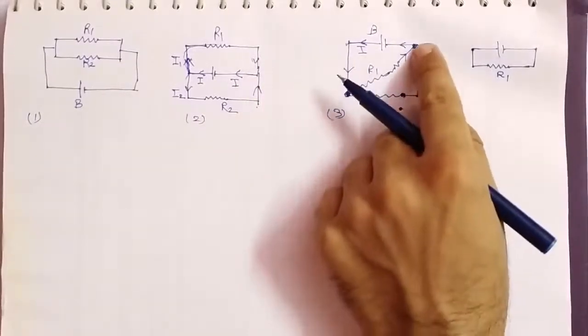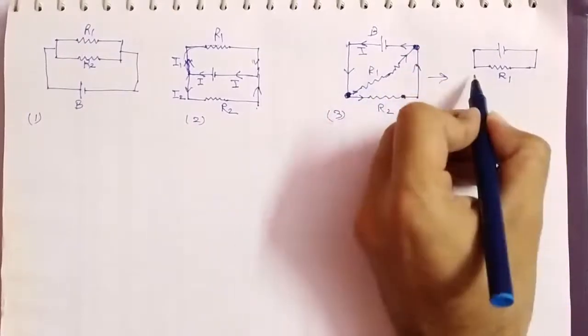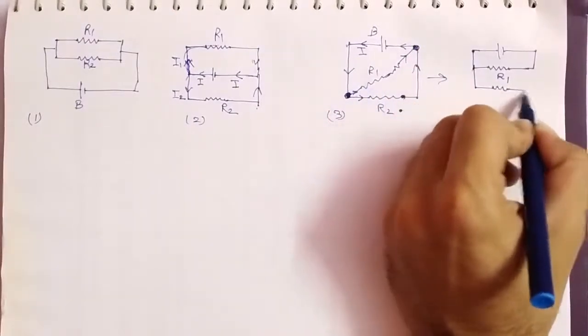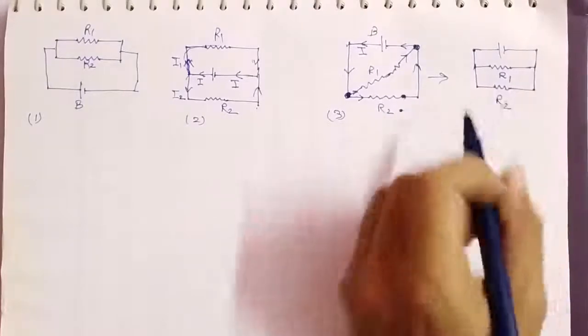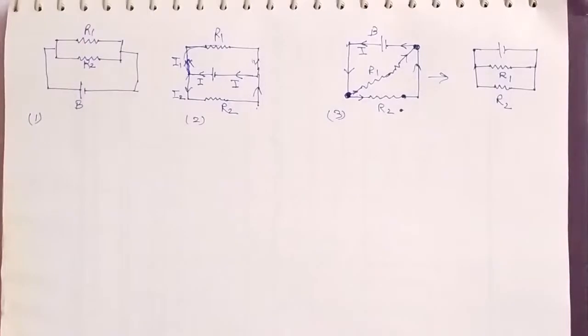And what we have to do? We have to shift this junction, the right hand side, below. So again you will get the equivalent diagram as this. So now you got it in the same way as the first. Okay, so this is a way to arrange.